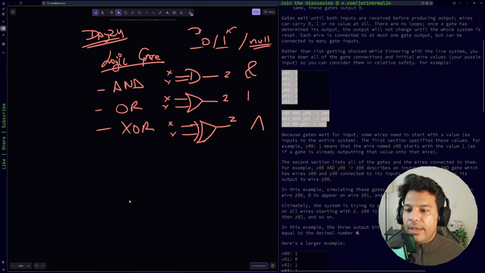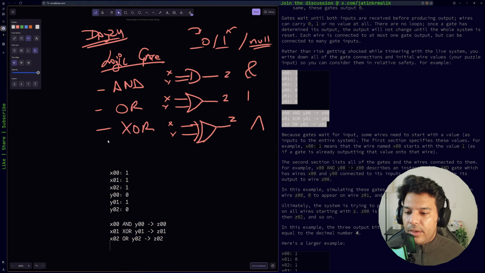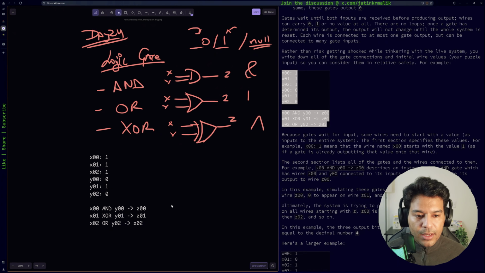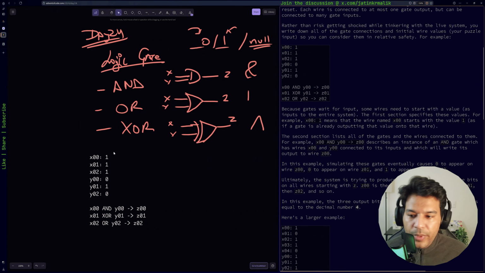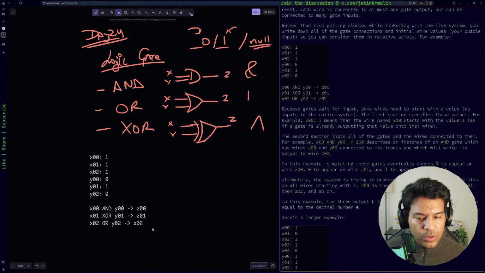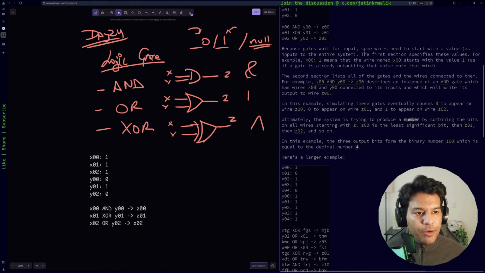Let me copy it here so that we can take a look at it. We are given a bunch of values for x00, x01, x02, y00, y01, y02, and then a bunch of operations that give us the values of z00, z01, and z02. Because the gates wait for input, some wires need to start with a value. Of course, the system needs to start somewhere, which is the inputs to the entire system. The first section specifies these values.